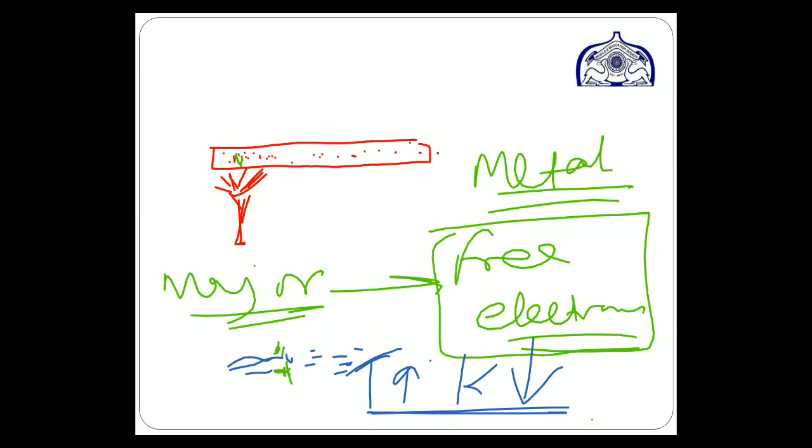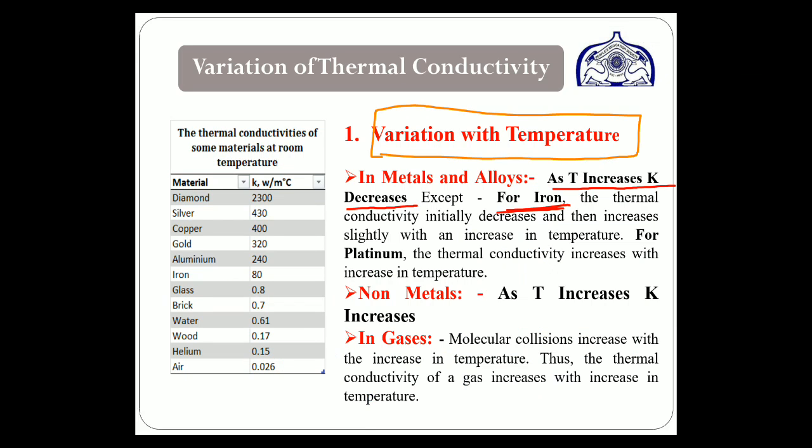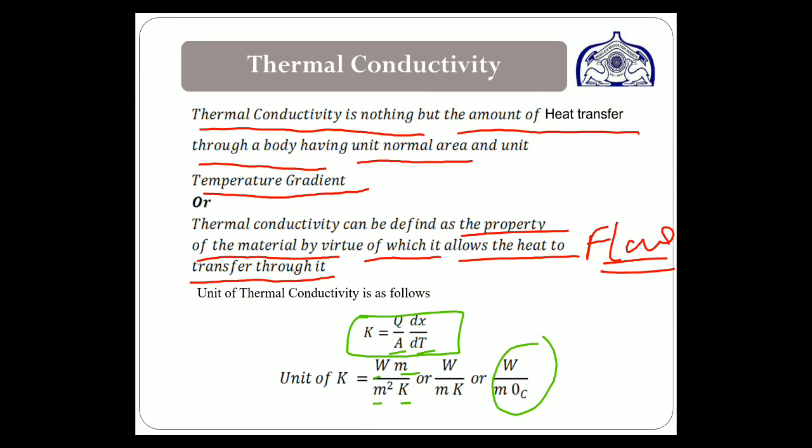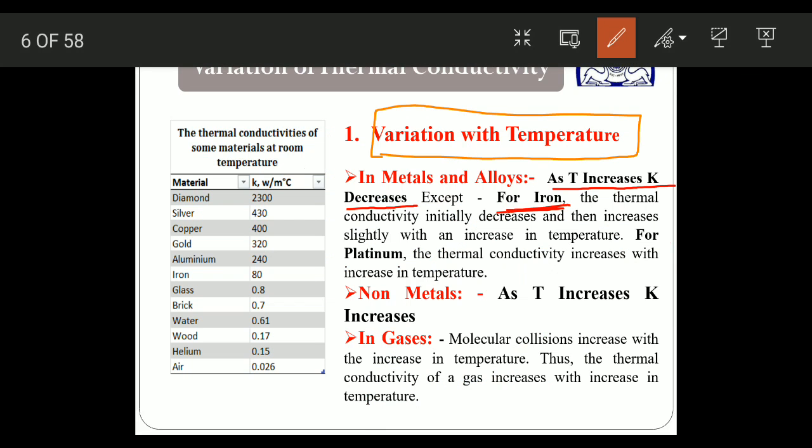But in cast iron it does not happen. In cast iron, as temperature increases, thermal conductivity also goes on increasing. Remember this. The thermal conductivity initially decreases and then increases slightly with the increase in temperature. For platinum, the thermal conductivity increases with increase in temperature. So there is again an exception, that is platinum. As temperature increases, thermal conductivity goes on increasing. So these are the two exceptions.